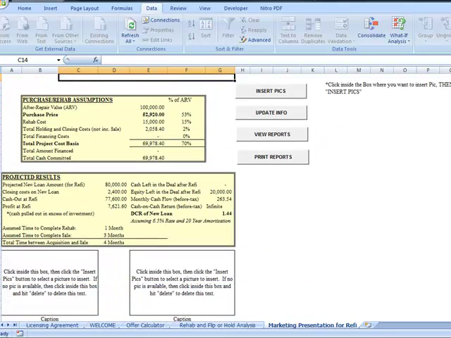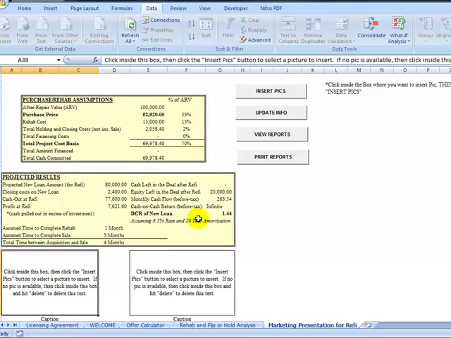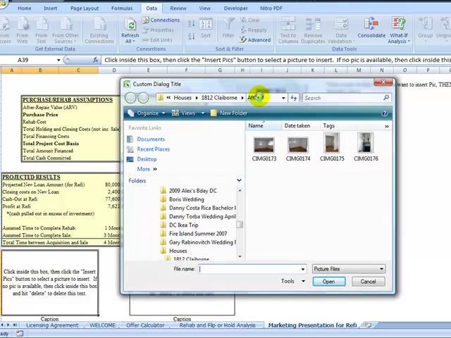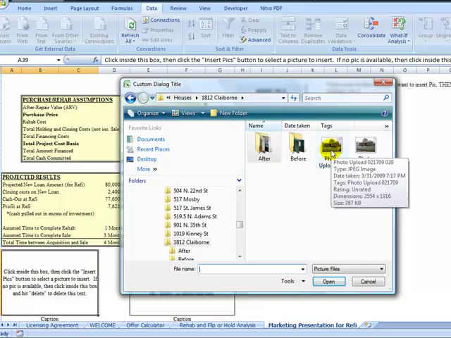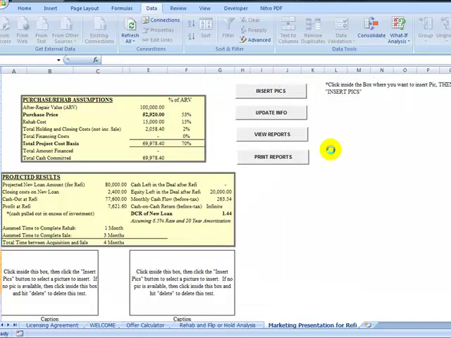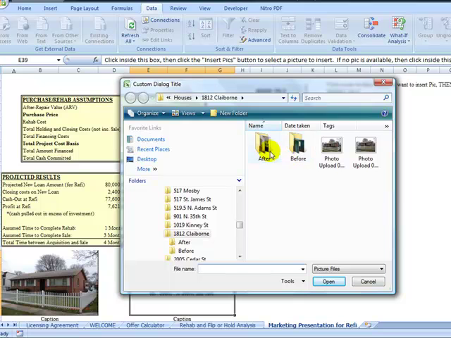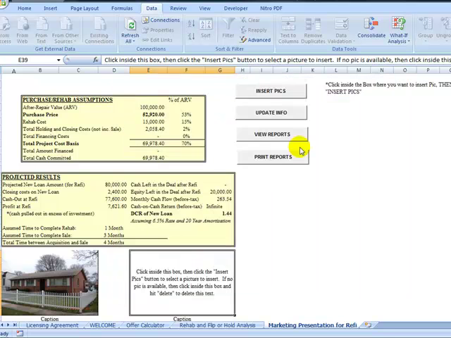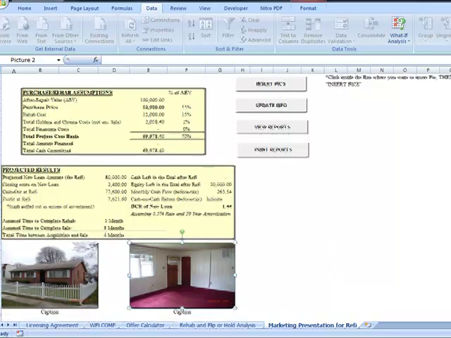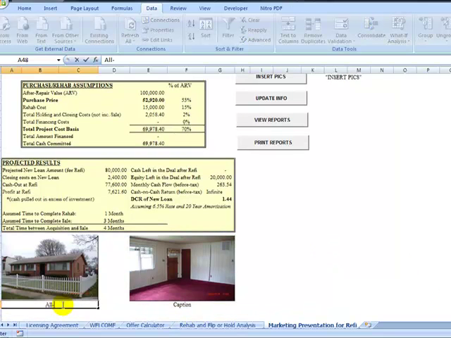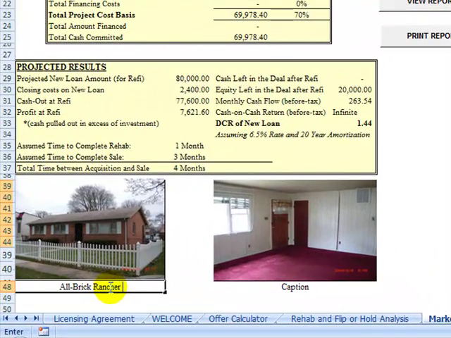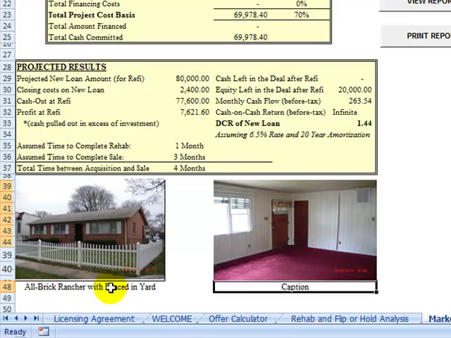But the other thing that you can do is you can go here and insert 2 pictures, and it's the easiest thing in the world. You click Insert Pics, and this is actually a house that I bought a few months ago. And you can insert 2 pictures here. Before, ugly red carpet, look at that. And you can enter captions here, all brick rancher with fenced in yard, large living room, needs new carpet.